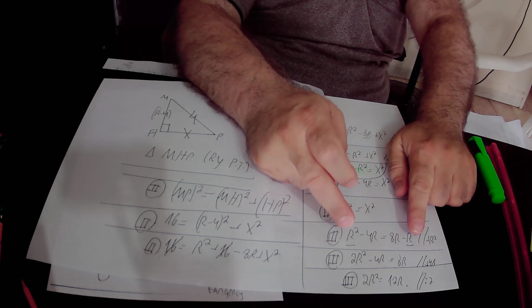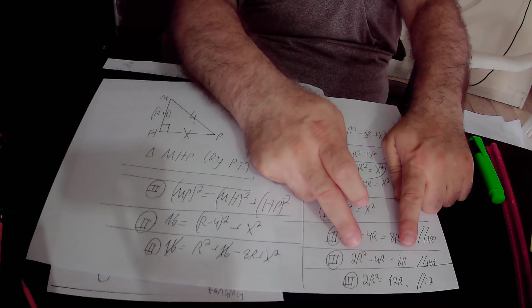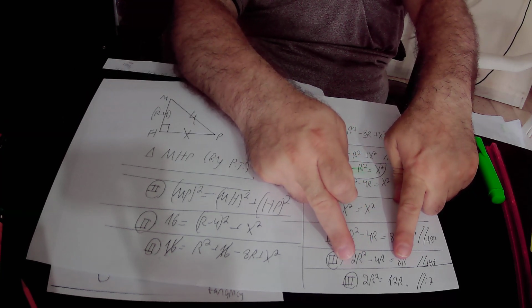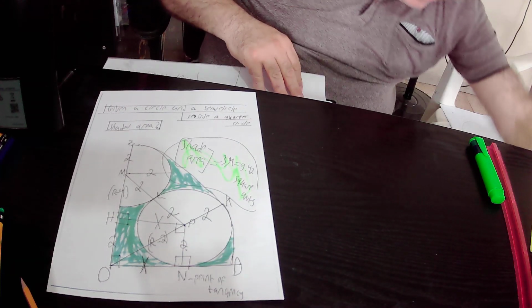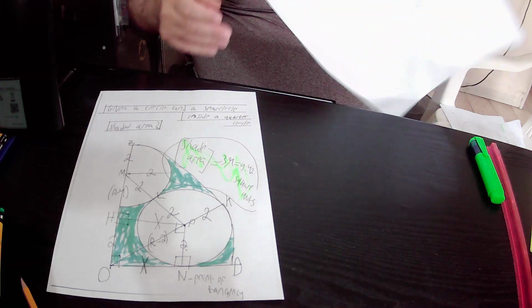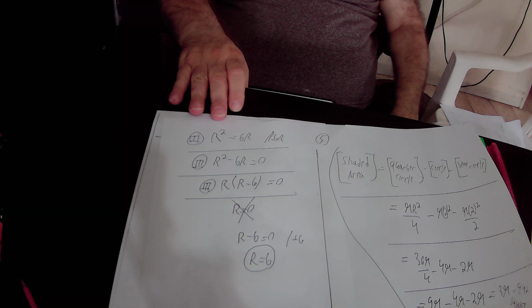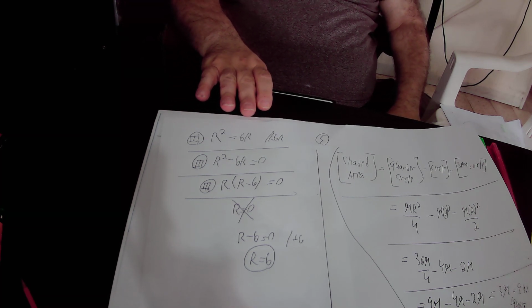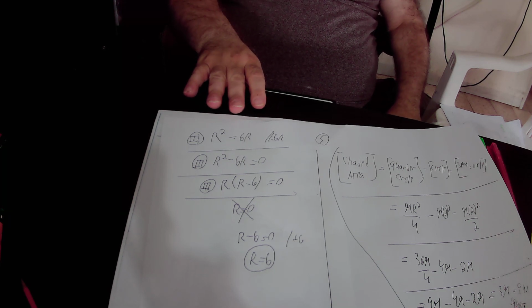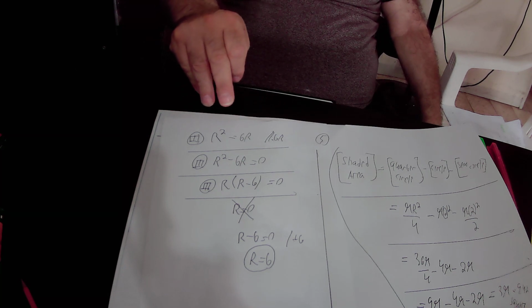So in conclusion, we found out that according to equation number 3, 2R squared equals 12R. Here we divided equation number 3 by 2, and 2R squared over 2 is R squared, and 12R over 2 is 6R. So in conclusion, according to equation number 3, R squared equals 6R. Here we subtracted 6R from equation number 3, and we found that R squared minus 6R equals 0.